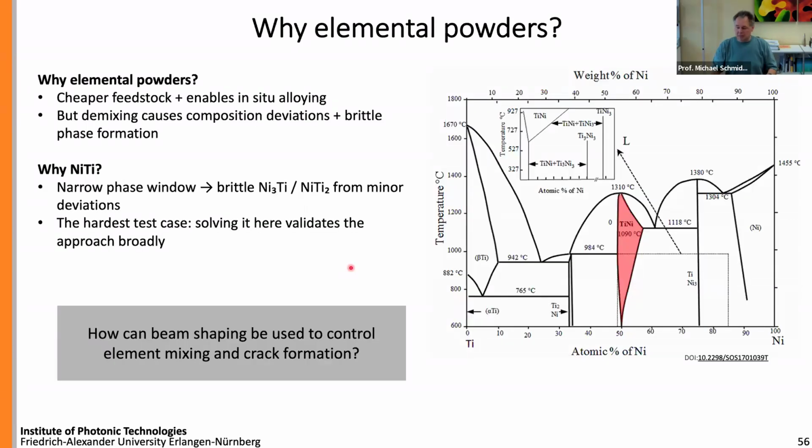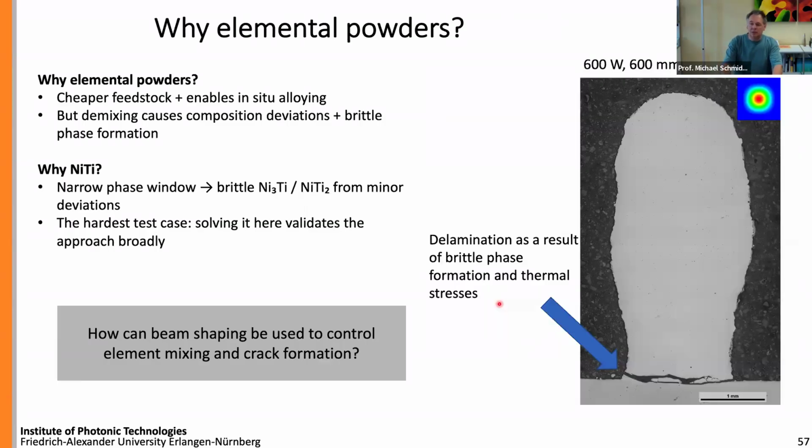We tried memory shape alloy, so titanium nickel that you can see here. So we wanted to be in this area here, that is the red area, by using elemental powders and mixing them. And you can see here things happen, and I'm just reporting here some first experiments. This is by far not the end. We just started with this.